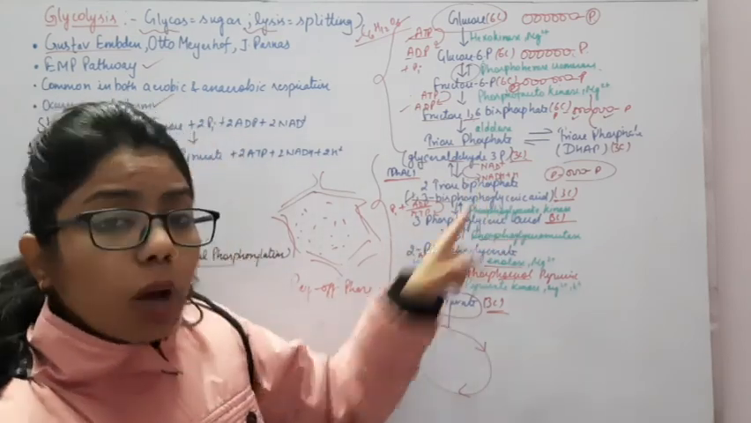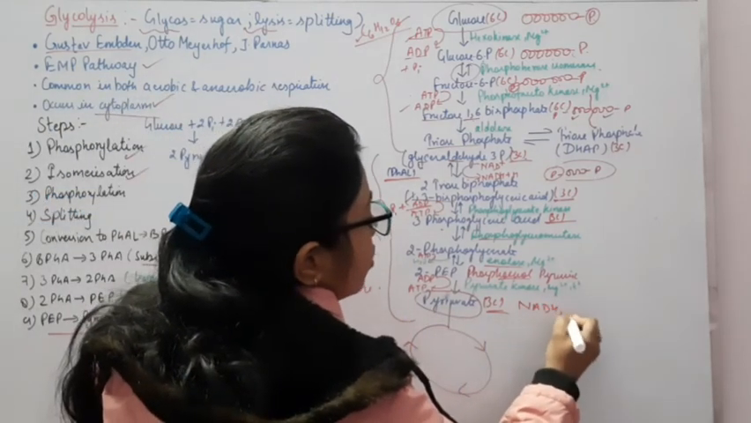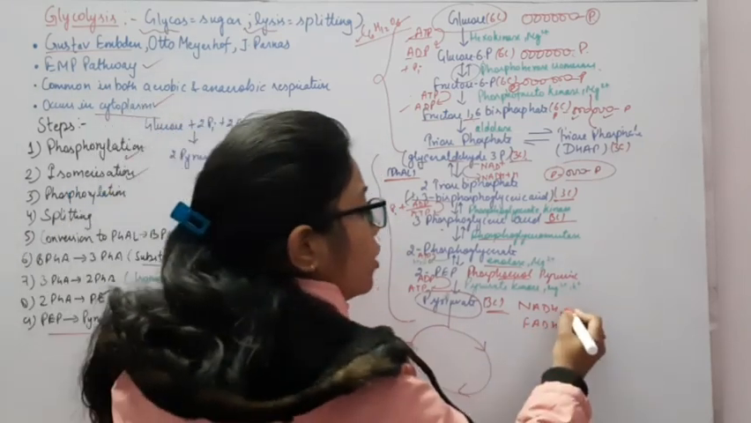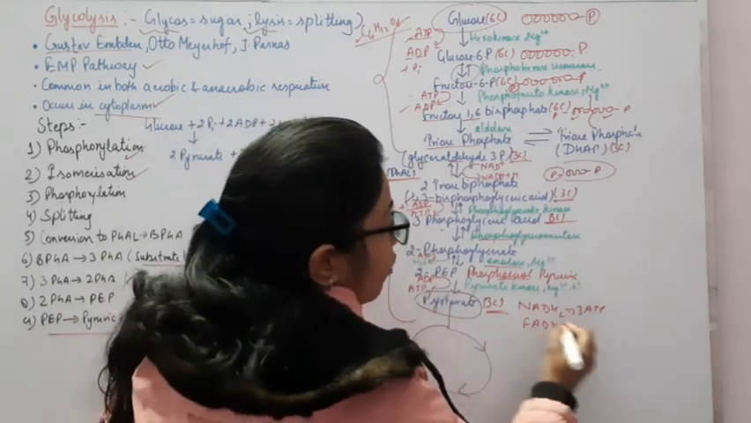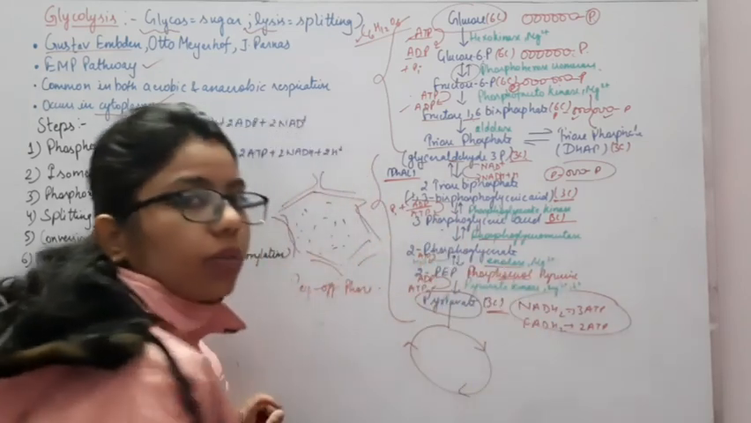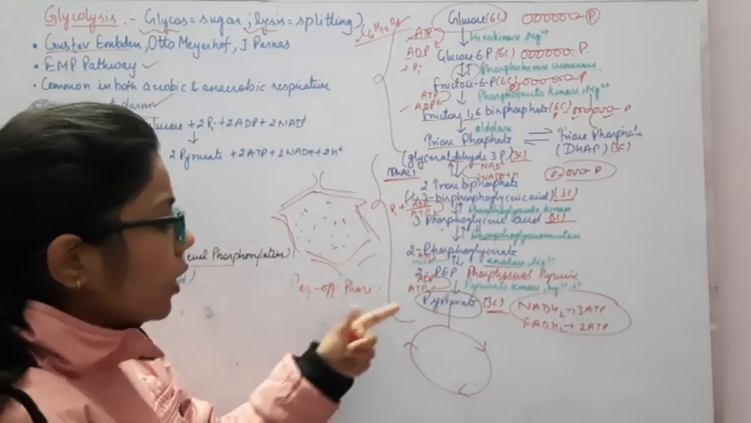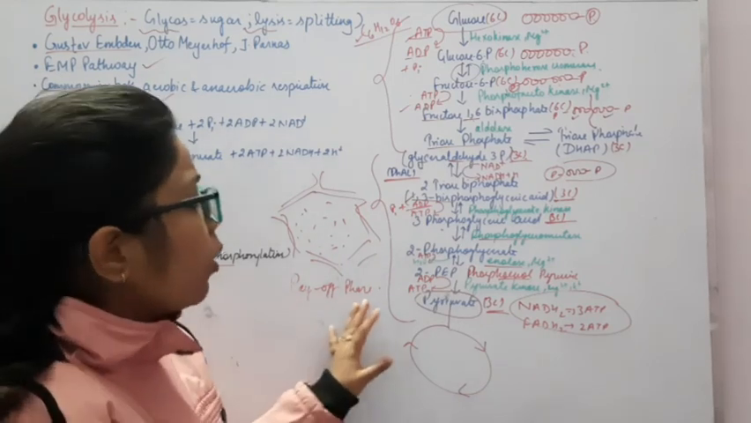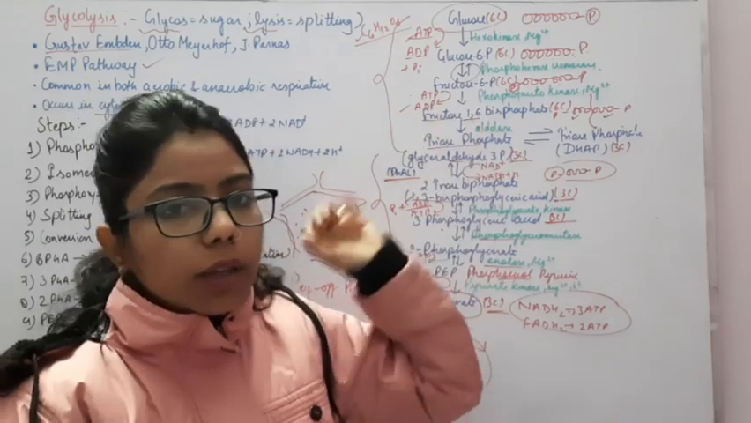NADH2 as well as FADH2 are also giving ATP, but NADH2 gives 3 ATP molecules from each NADH2, and from one FADH2 we get 2 ATP after the entry into the electron transport system, right? So directly we are getting 4 ATP, right? And out of this 4 ATP, we have already utilized 2 ATP in this glycolysis, right?